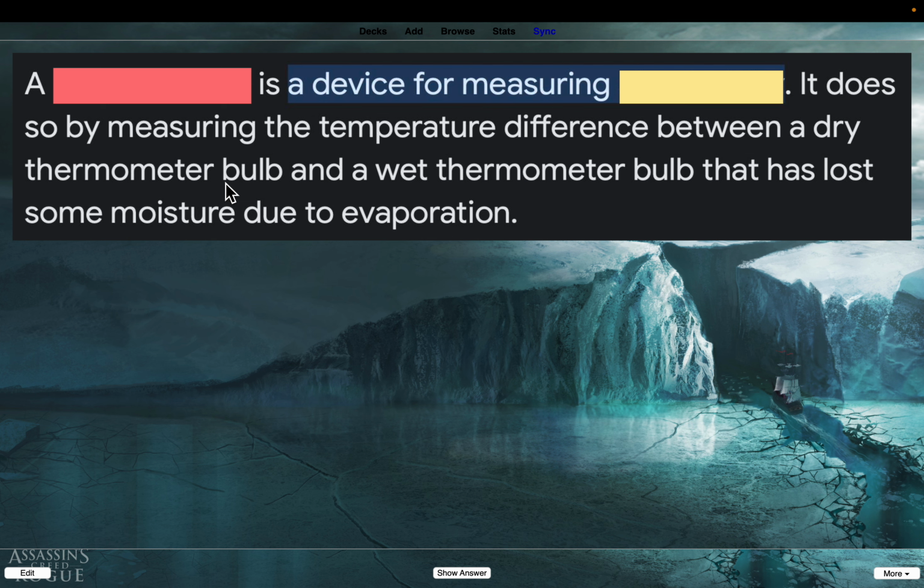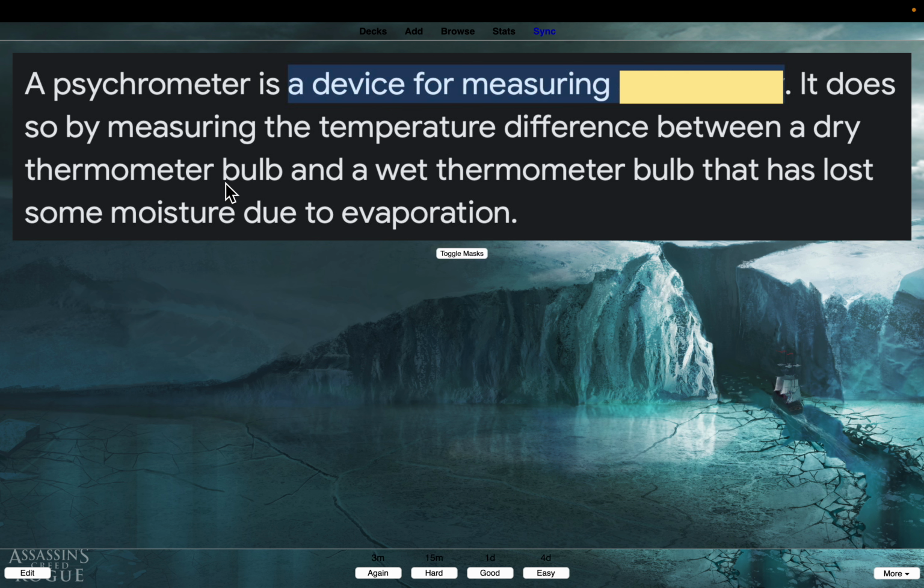Blank is a device for measuring blank. It does so by measuring the temperature difference between a dry thermometer bulb and a wet thermometer bulb that has lost some moisture due to evaporation. This is a psychrometer. So it is used to measure air humidity. So keywords: psychrometer, air humidity. The following sentence is just a supporting detail, but what's most important to know is that a psychrometer is to measure air humidity.